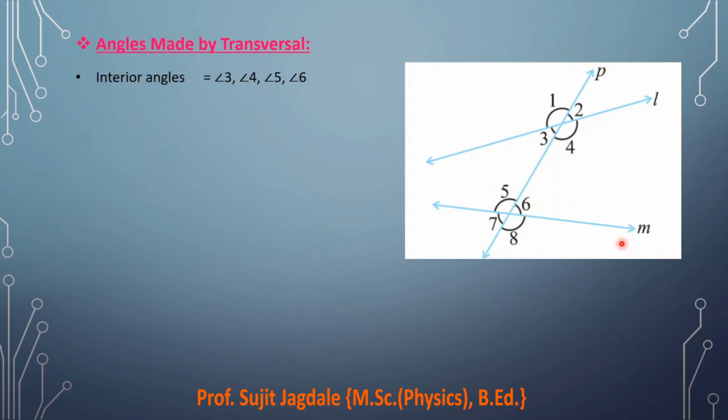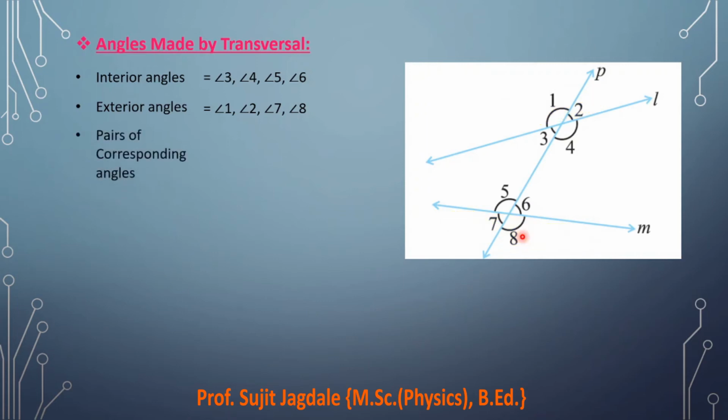And the angles which are present outside of L and M, those are referred to as exterior angles. That means above line L and below line M, that portion is referred to as the exterior portion. Angles 1, 2, 7 and 8 are referred to as exterior angles because they are present outside.